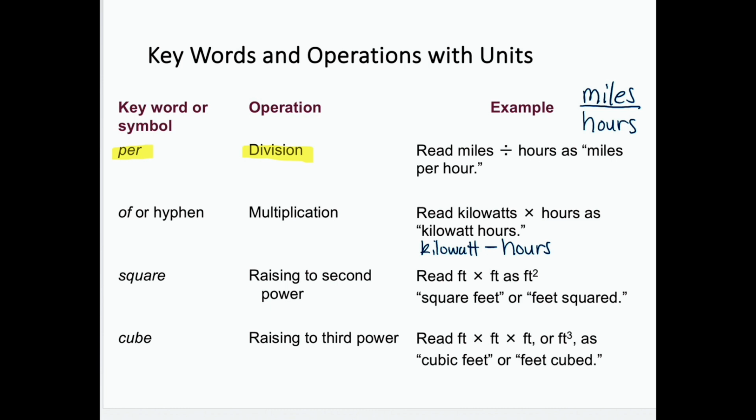If you see something that says it's a square, then that means you're raising it to the power of 2. So if I see a unit feet and then I multiply it by feet again, that's the same as feet squared. And you can read that as square feet or feet squared. And the same thing goes for cubed. When you cube something, that means you're raising it to the third power. So if you see feet times feet times feet, that would be feet cubed. And you can also read it as cubic feet.